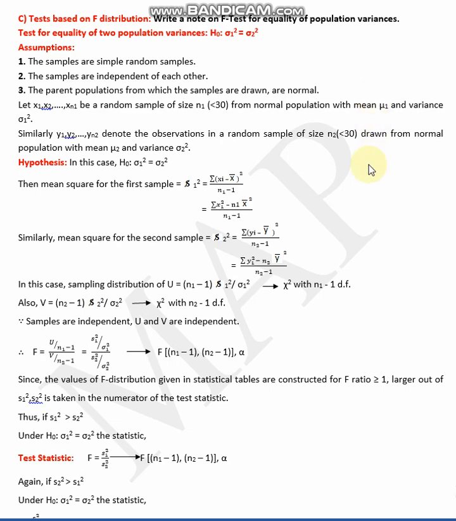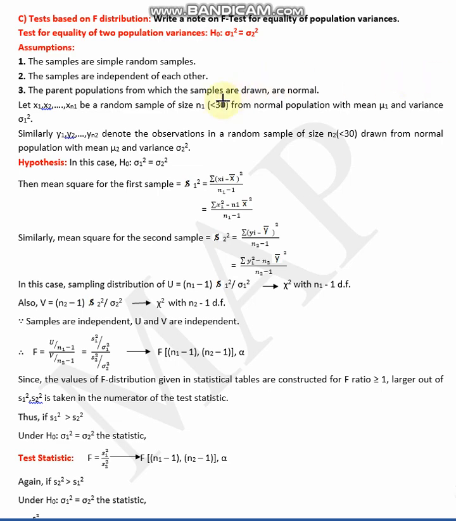Now we will discuss the test based on the F distribution, and we know what is actually meant by the F test. The F test is a ratio of two chi-square variates divided by their degrees of freedom. So that is nothing but my F test. The test which is based on the F distribution has a few assumptions.